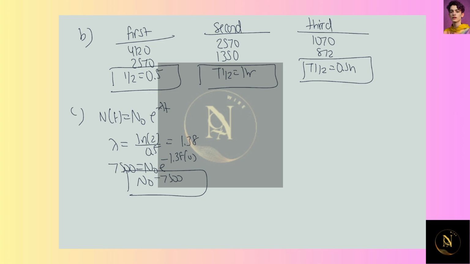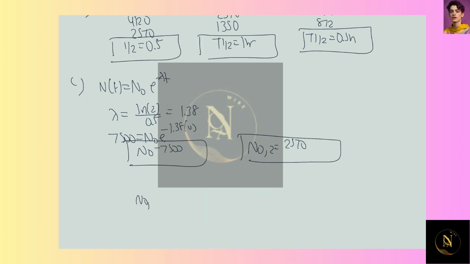For our second nuclide, we do the same, and so we get n naught 2 to be 2570. Then we do it for a third nuclide, n naught 3, we get 1070. So these are our initial number of nuclei for each nuclide.